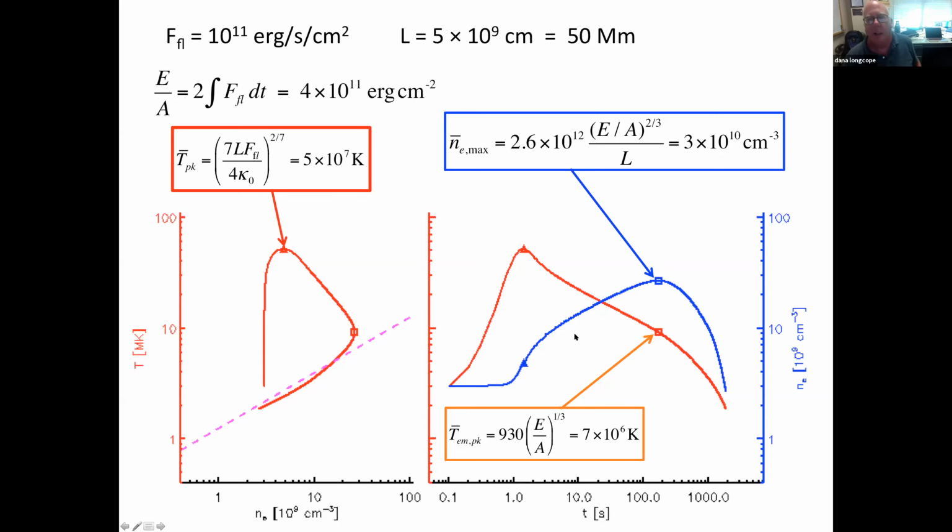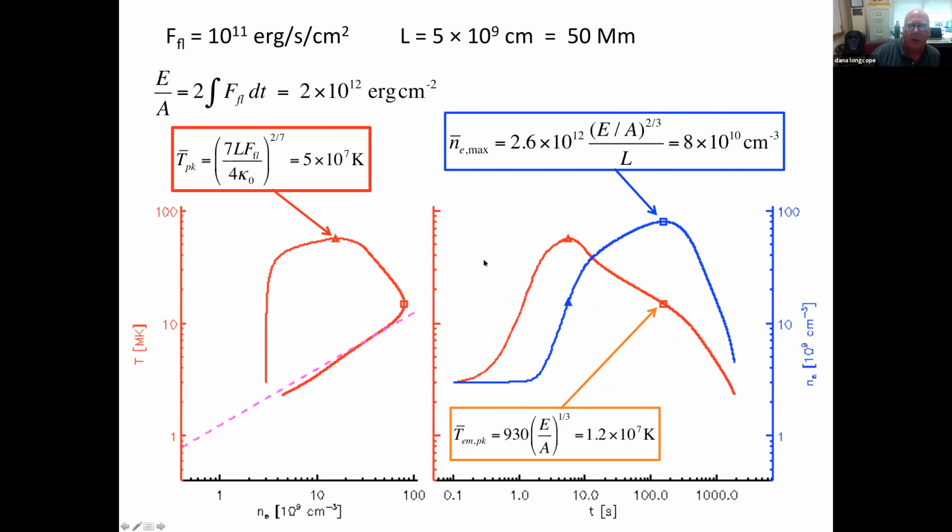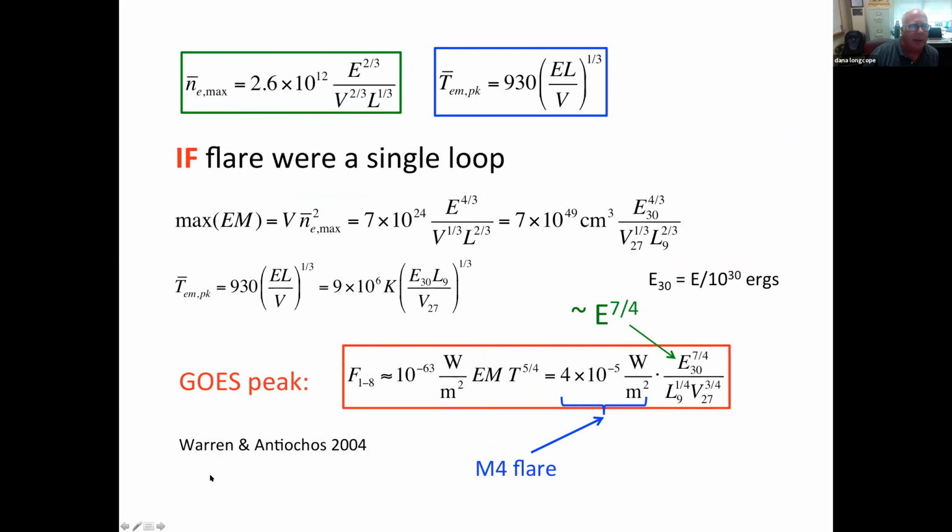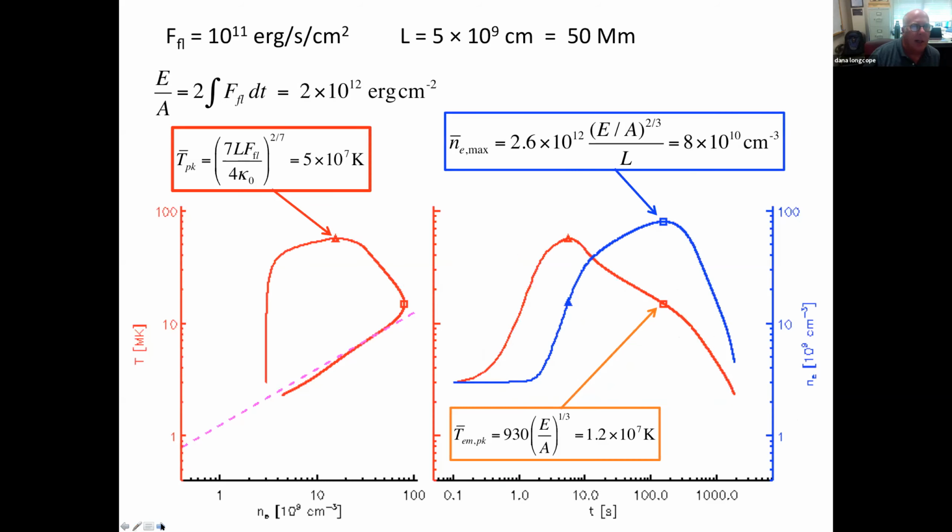But the density's climbed up from, I think it started out at 2 times 10 to the 9, and it's gone up to 3 times 10 to the 10. So you get a huge increase in the density. We saw that with the loop scaling as well. Here's a different version. There's nothing really magical about that.